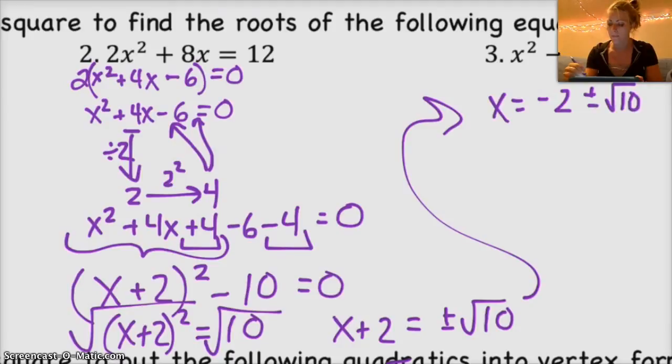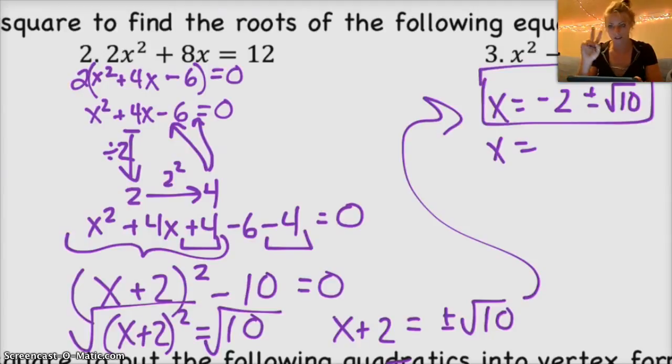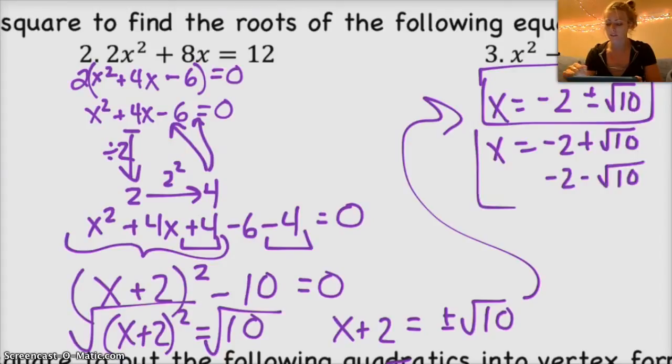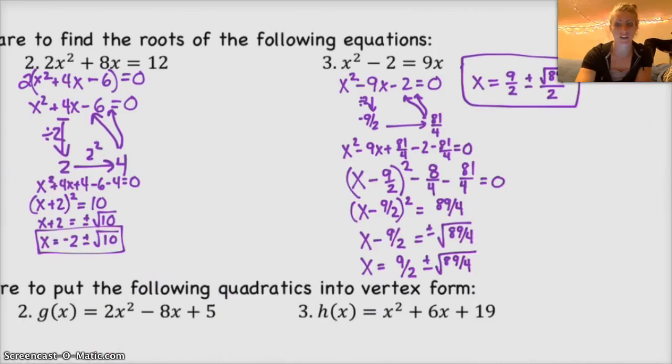So your two solutions are, you can leave it like this, but just so that you understand the difference, that there are two solutions. Negative 2 plus the square root of 10 is an answer, and negative 2 minus the square root of 10 is an answer. So either of those would be fine answers. Go ahead, check your answer to 3, and then we're going to move on to the last couple examples.